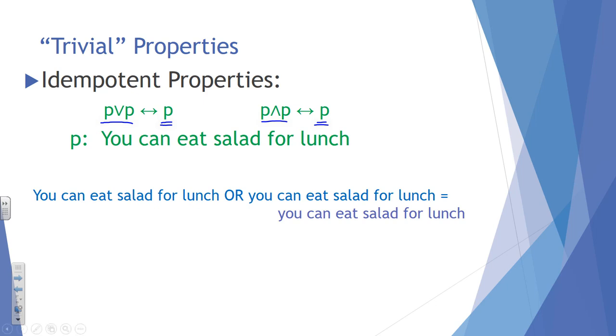So let P be the statement, you can eat salad for lunch. You can eat salad for lunch, or you can eat salad for lunch. Well, really all that means is you can eat salad for lunch. Even though this is a disjunction, it's really just the original statement P. And I think you'd see the same thing would be true if we replace this word with and. You can eat salad for lunch, and you can eat salad for lunch. Well, in the end, that just means you can eat salad for lunch.